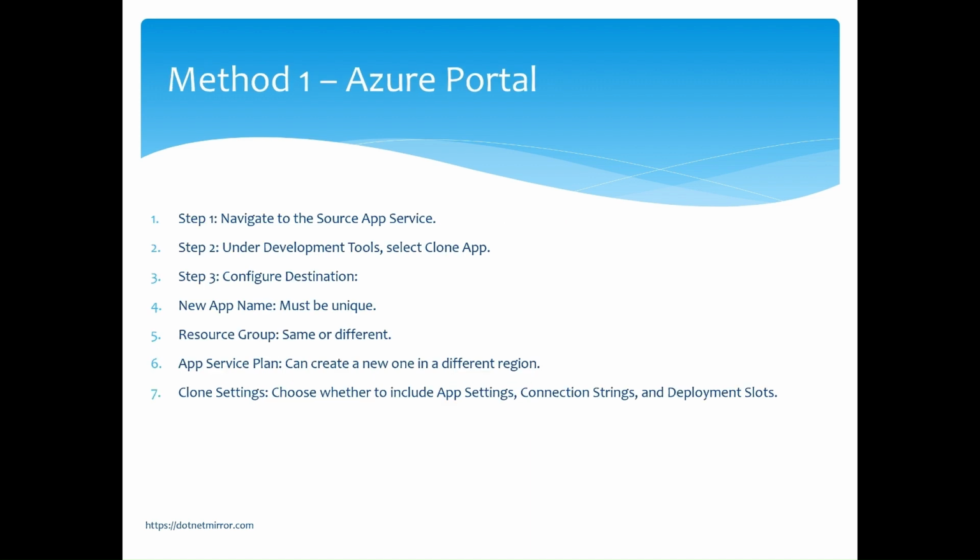The easiest way to clone an app is via the Azure portal. In the Azure portal, navigate to the app. Under development tools, choose clone app. Configure your destination: choose the app name, resource group name, and your target region or plan. You can now choose whether to include your current app settings or connection strings.